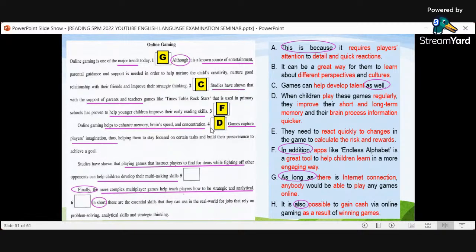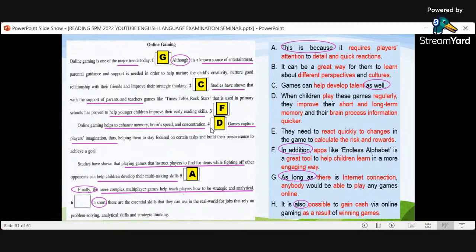Studies have shown that playing games that instruct players to find items while fighting off opponents help develop their multitasking skill. So you're talking about multitasking skill. This is because now you want to explain why it helps children develop their multitasking skill. Because it requires players' attention to detail and quicker reactions.